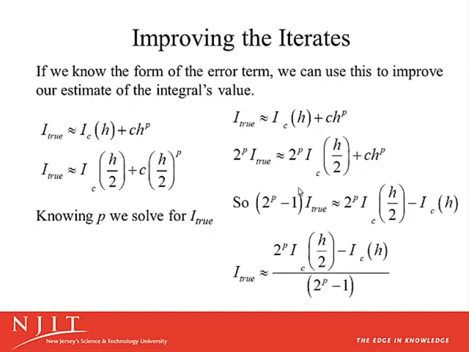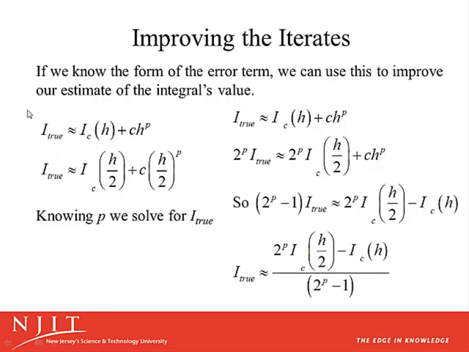So suppose we've performed trapezoidal rule for several values of h. How can we use those values in order to get an improved value for the true integral, the true area under the curve? If we know the form of the error term, as we do with trapezoidal and Simpson's rule, that the error term is proportional to h squared for trapezoidal rule, to h to the fourth for Simpson's rule, we can use that knowledge to improve our estimate of the integral's value. So let's see how we go about doing that.